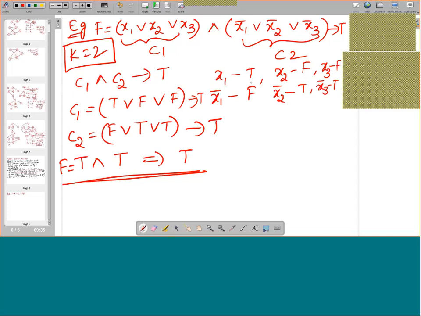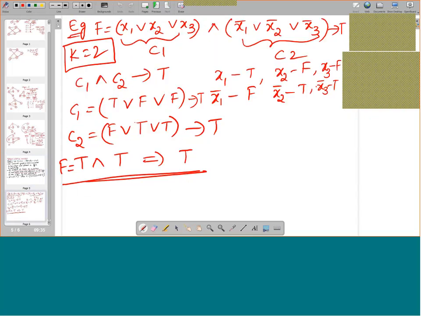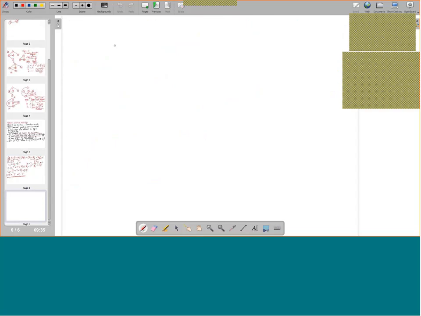You can choose true for x3 also, not only false. So here the formula F is satisfiable. Why? Because it evaluates to true. If the formula is satisfiable, then the graph has a clique of size at least k, where k is nothing but the number of clauses. Here the formula contains two clauses. Now I will construct the graph for this formula.